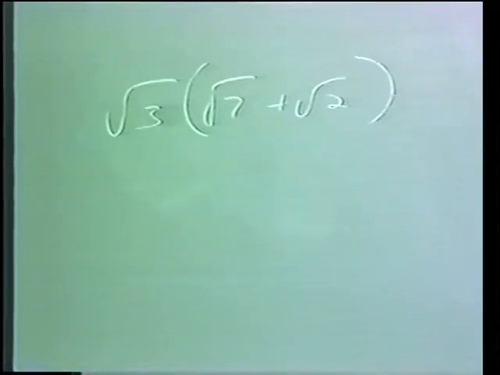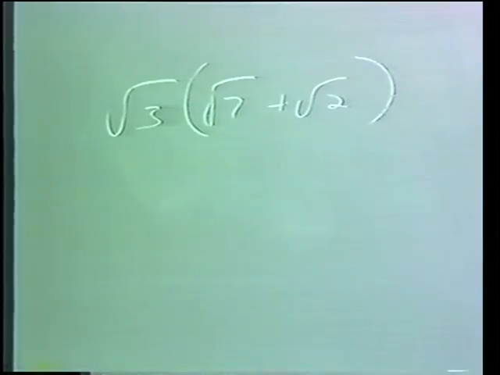Let's multiply them. The square root of 3 times a quantity, the square root of 7 plus the square root of 2. This problem should take you a matter of seconds. Who has an answer? Wong? Square root 27. No. Tony? Square root of 21 plus the square root of 6.